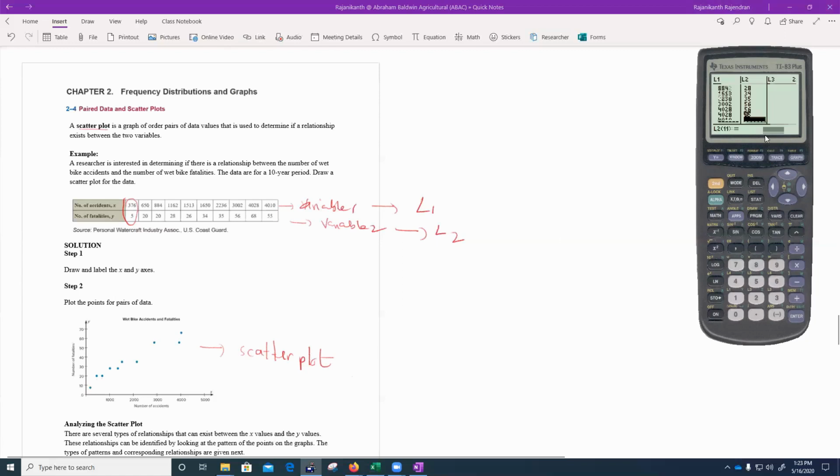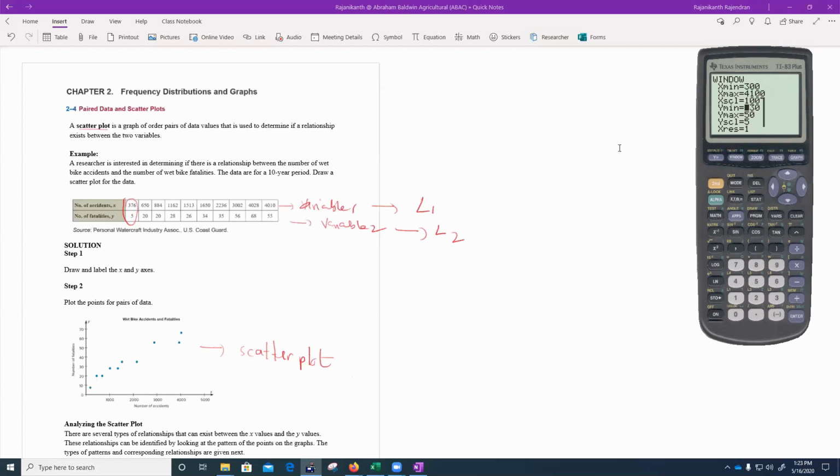Now remember you need to set the window. To set the window, my x minimum value is 376, therefore I'm making this 300. My x max is 4010, so let me make that 4100. Since my x has a large value, I'm making my x scale 100.